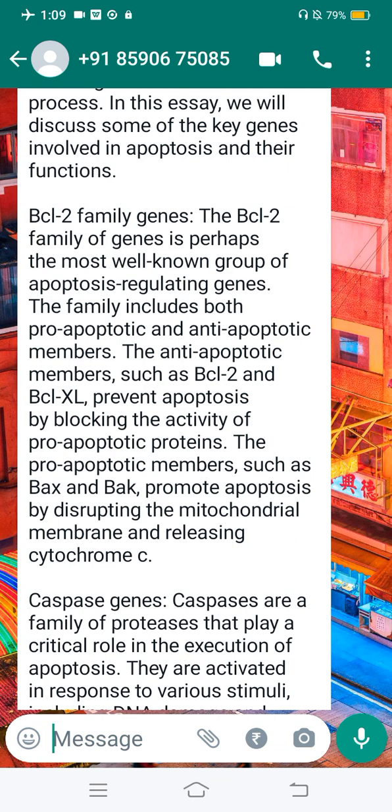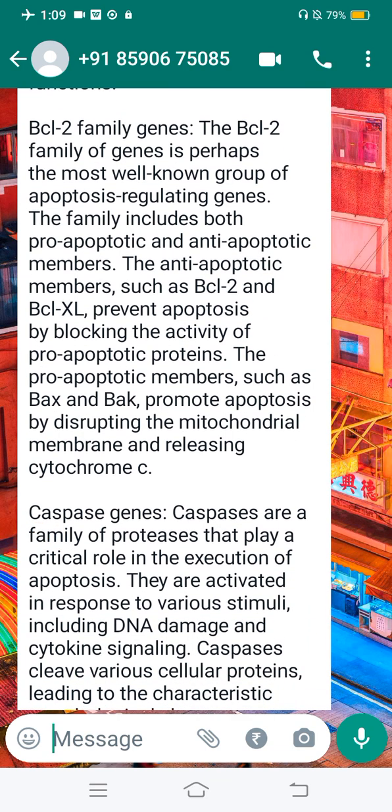The BCL2 family of genes is perhaps the most well-known group of apoptosis regulating genes. The family includes both pro-apoptotic and anti-apoptotic members. The anti-apoptotic members such as BCL2 and BCLXL prevent apoptosis by blocking the activity of pro-apoptotic proteins. The pro-apoptotic members such as BAX and BAC promote apoptosis by disrupting the mitochondrial membrane and releasing cytochrome C.